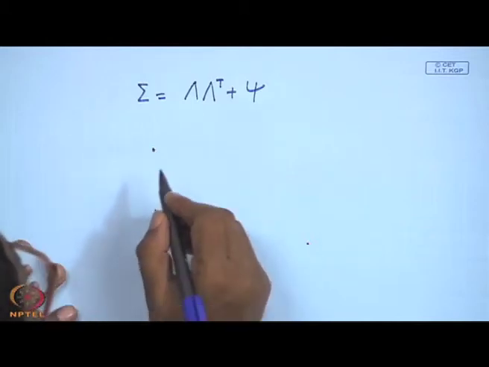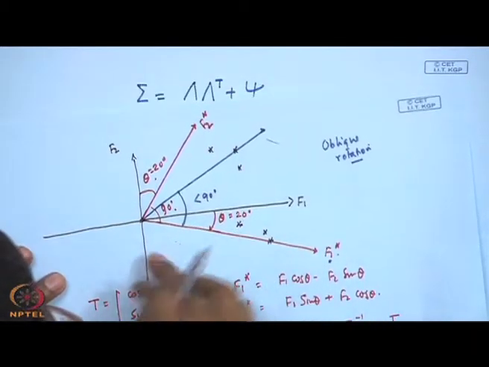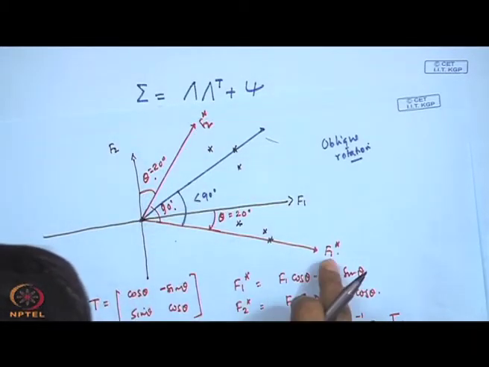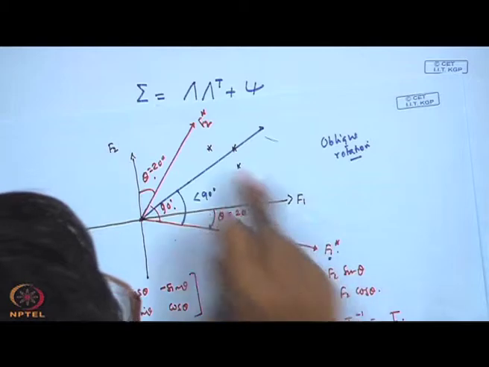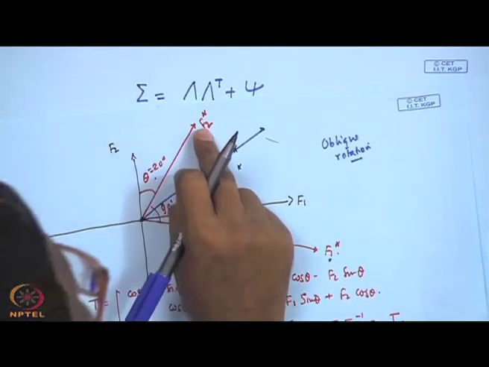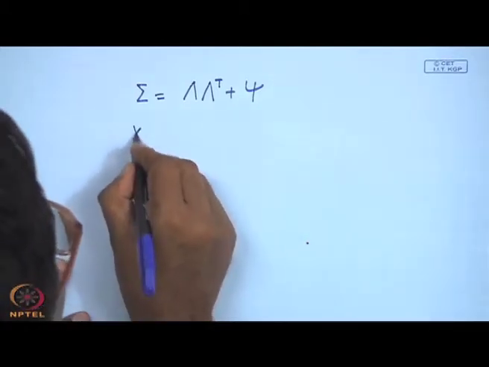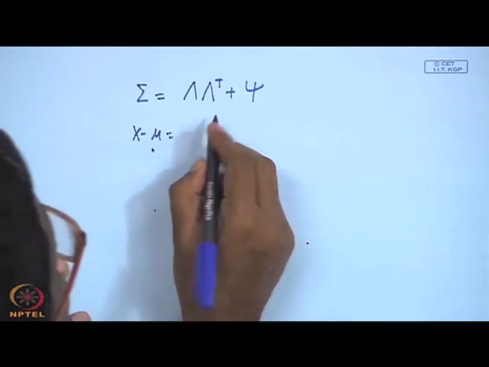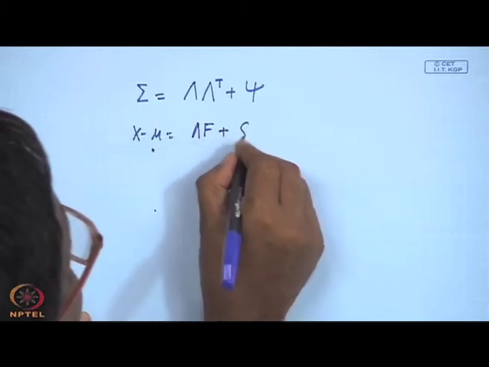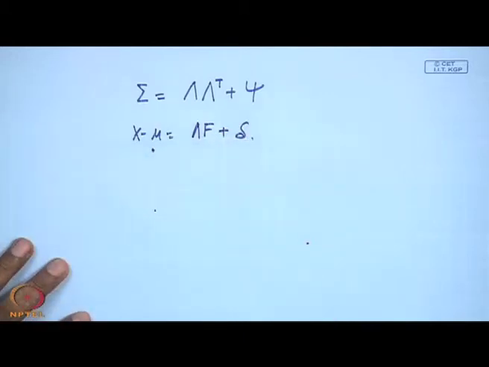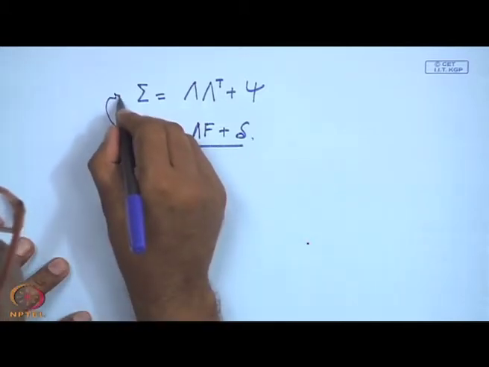Now, if we create something like this, this type of rigid transformation, from f to f star, that is f1 to f1 star, f2 to f2 star, then what actually happened ultimately? Our model is x minus mu equal to lambda f plus delta. This is our original model, and from this model you got this structure.